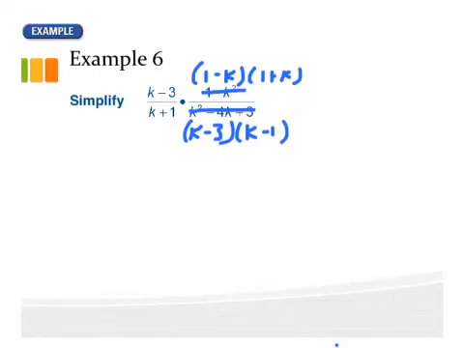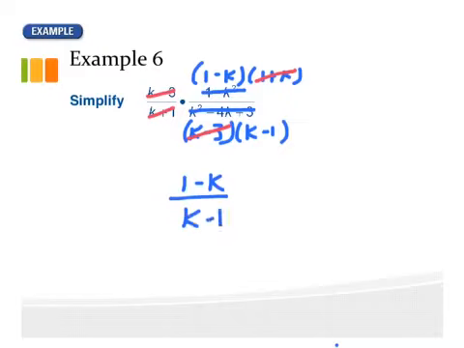Now, let's cancel some common factors. The k minus 3 and the k minus 3 are common factors. K plus 1 and 1 plus k are identical, so they're common factors and they cancel. Now, I can do something with the 1 minus k, but I'm just going to go ahead and write down what I have so far. So right now what I have is in the numerator 1 minus k, and in the denominator k minus 1.